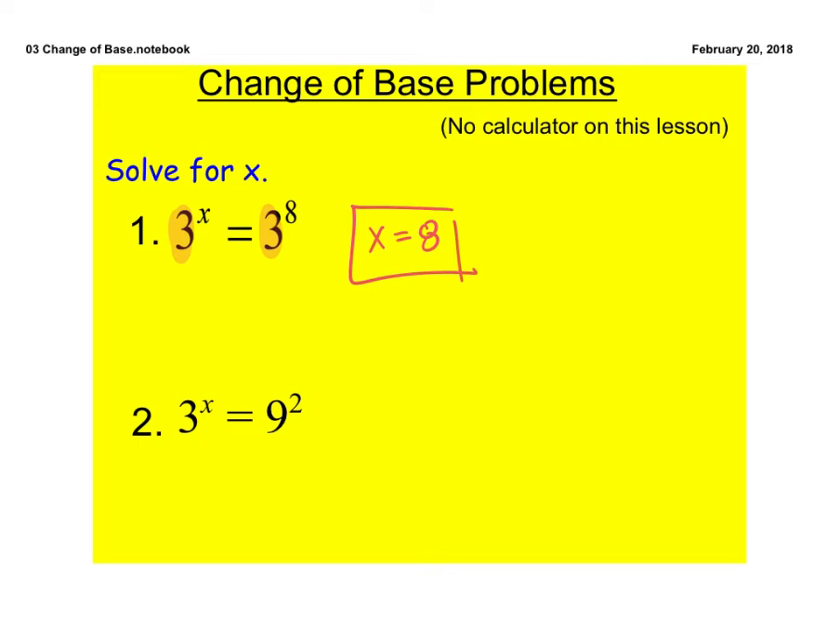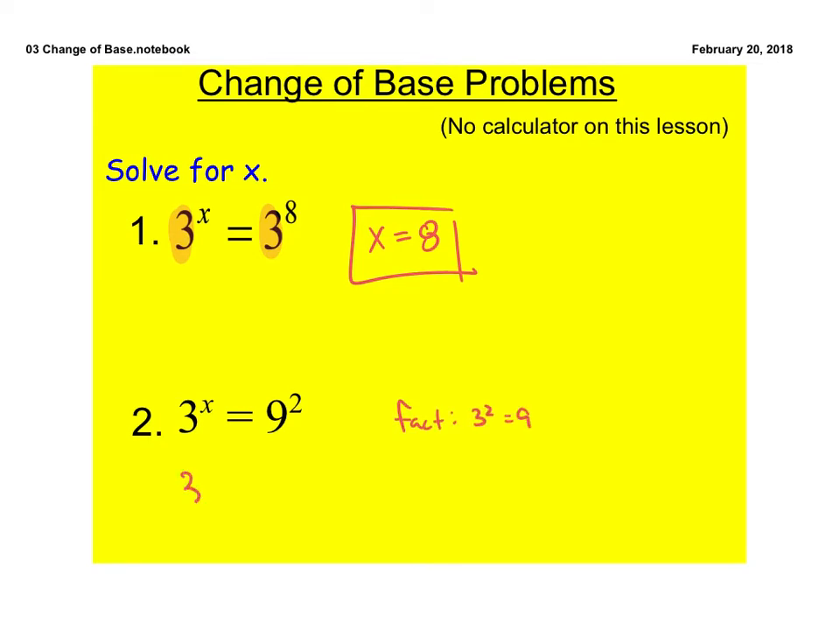Okay, this is a little bit more difficult because we have 3 and 9. All right, well, clearly the bases are not the same, therefore the exponents can't be the same. So what we want to do is we want to try to figure out how to make those two bases the same base. The easiest way to do that is to use the fact that 3 squared is equal to 9.